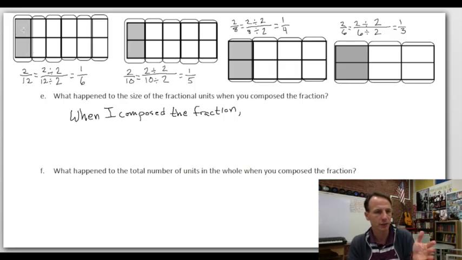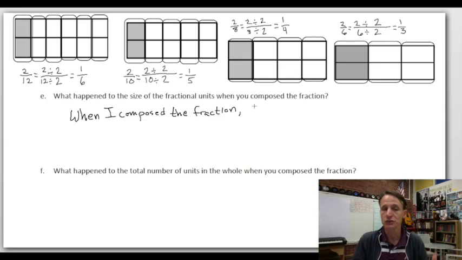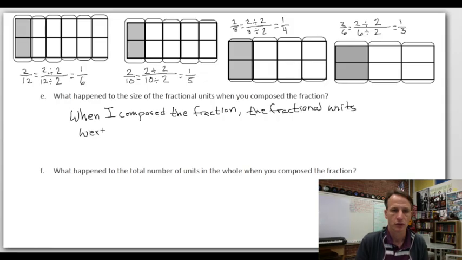Well, here, for example, we started with 12ths, and when we grouped them together, they became 6ths. So the fractional units actually grew larger. You see how a 6th here is larger than a 12th? In fact, it's twice as large. When I compose the fraction, the fractional units were twice as large. Okay.